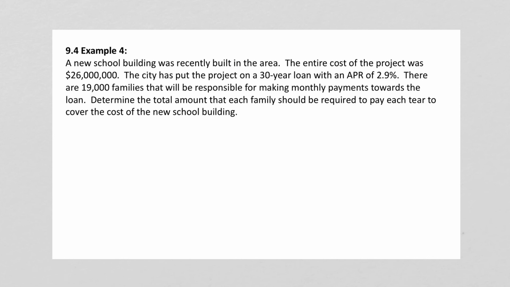And our last problem here says a new school building was recently built in the area. The entire cost of the project was $26 million. The city has put the project on a 30-year loan with an APR of 2.9%. There are 19,000 families that will be responsible for making monthly payments towards the loan. Determine the total amount that each family should be required to pay each, that should say year, to cover the cost of the new school building.